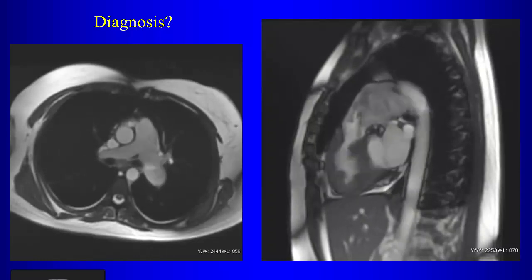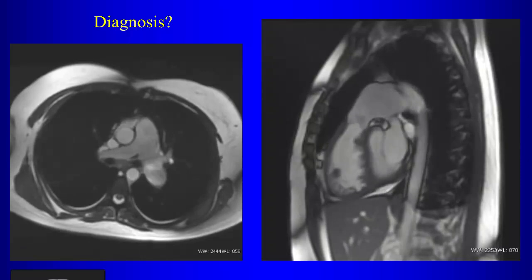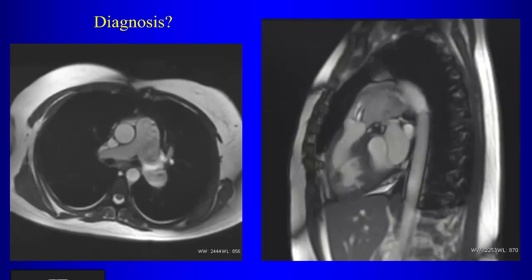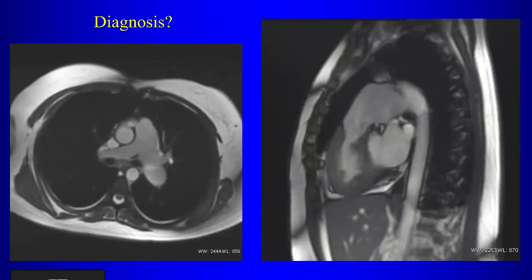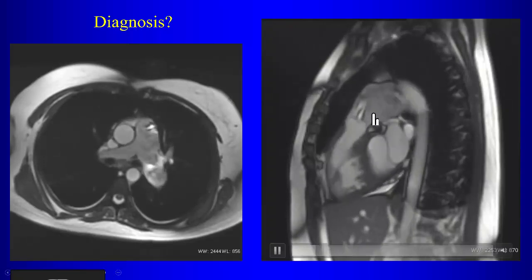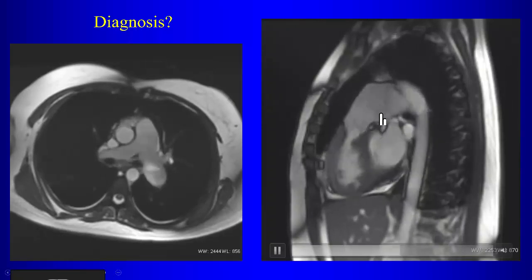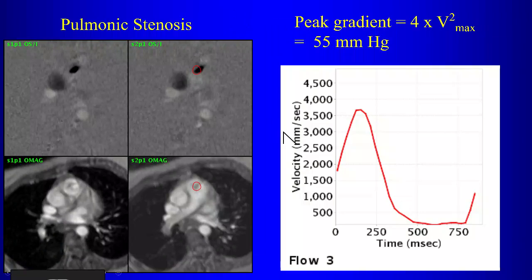You're measuring the velocity going through the valve. You're going to measure the peak velocity where? Just above the valve where the jet is. Right? So you're going to measure the peak velocity in that jet. And then you're going to take that number and you're going to do what? Convert it to meters per second, plug it into the modified Bernoulli equation, and calculate your gradient.